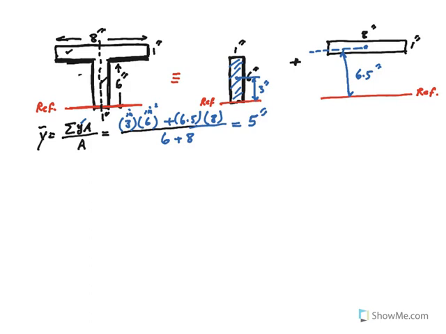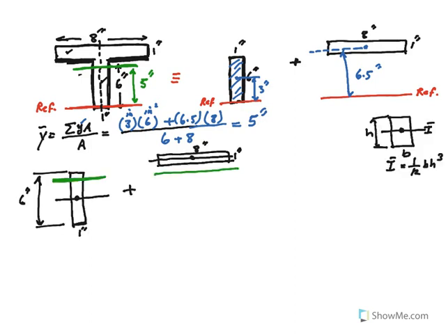So let me pause the video for a second here, guys, and redraw this for you and show you how you can find the moment of inertia with respect to this new axis. What axis am I talking about? This axis. Now we know the centroid is 5 inches from the reference line. So I'm going to pause the video for a second and come back and show you what's going on with the moment of inertia.